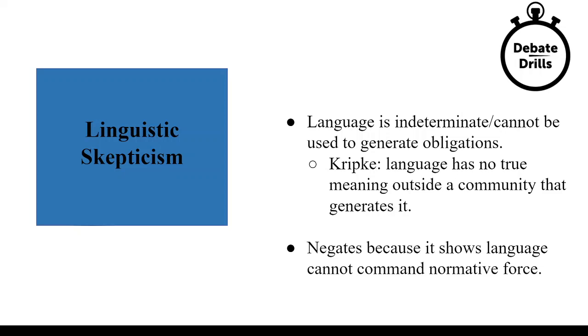And then this would imply that morality is not something that can be binding, because morality only makes sense within a specific community that gives its language meaning, but doesn't have any commanding or obligating force. And so this would negate, according to the skep debater, because it shows that language cannot command normative force.